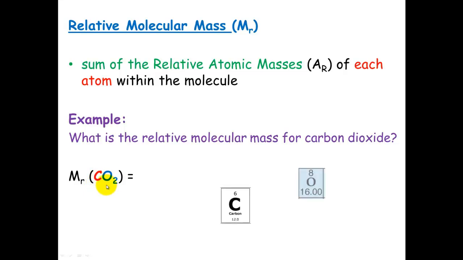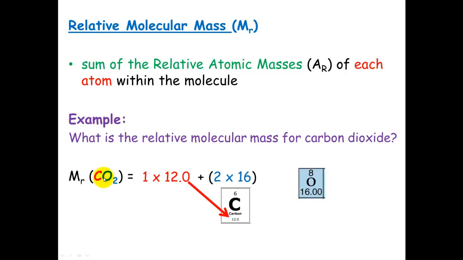So if we have a look at the periodic table, you'll see that the mass number of the carbon is 12 and the mass number of oxygen is 16. So we will use those. So for carbon, we have one carbon atom and we get the 12, the relative isotopic mass, from the mass number on the periodic table.